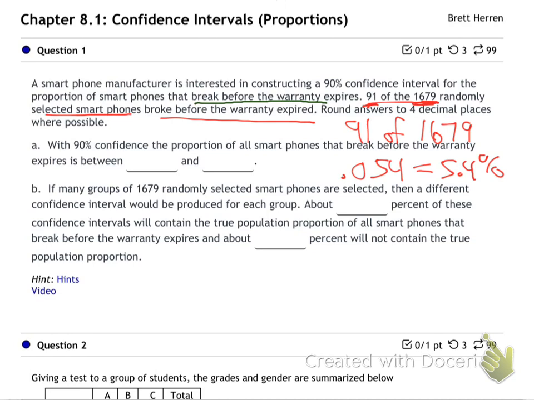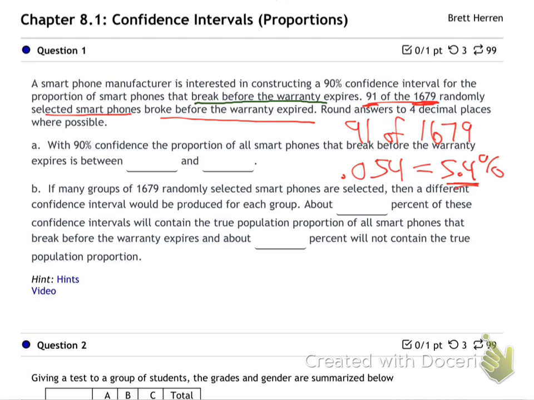But the companies would calculate ahead of time, where do we want to put the warranty? How much do we want to offer? How much are we going to pay? So they're basically thinking we're going to have to pay for about 5% of the cell phones out there that are going to go bad before the warranty. Can we afford that? Are we still going to make a profit?